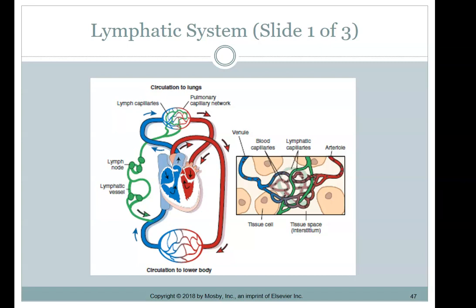Notice on this slide that you can trace the journey of the lymph from the cells back to the heart.